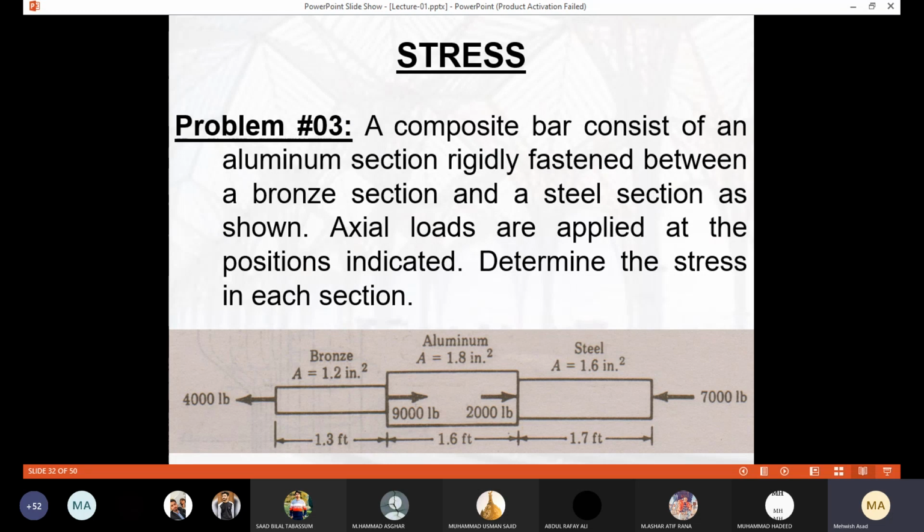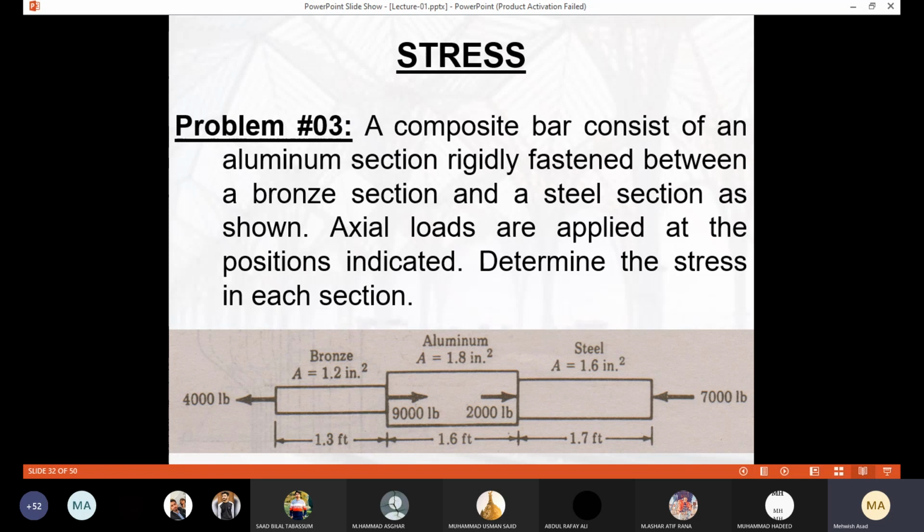अगर आप नोट करें तो all of the axial loads are passing through the centroidal axis of the body, from bronze to aluminum and to steel. जो centroidal axis बन रहा है, जो longitudinal axis बन रहा है, उस longitudinal axis से तमाम loads pass हो रहे हैं. Means you can directly apply the equation of sigma, that is sigma is equal to P over A, जो हमने लास्ट लेक्चर में डिस्कस की थी, सिंपल स्ट्रेस का जो फॉर्मूला था.